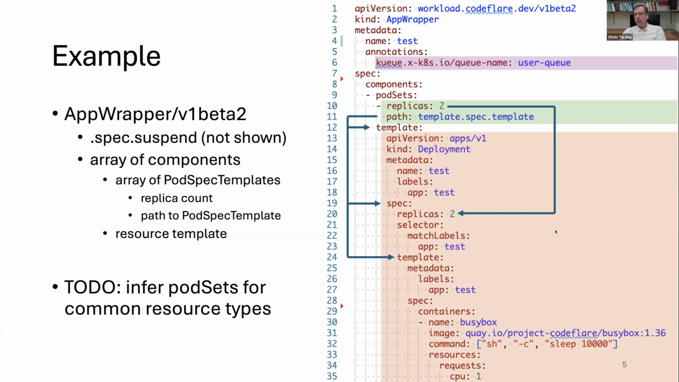Okay. So there's a path where we could think of adding ad hoc things to app wrappers.